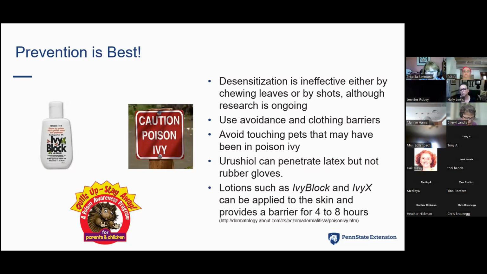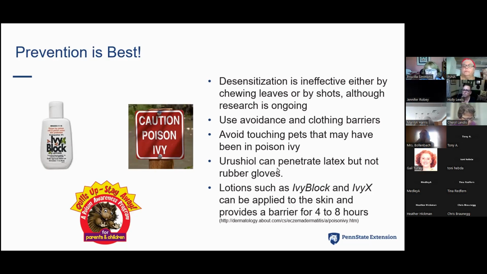Now, this is a little bit ironic because I have told you that it is possible to get to a point in life when the allergy is outgrown, so to speak. Obviously, avoiding it and using clothing barriers is best. And I'm going to show you some pictures of some tiny little poison ivy seedlings and how to recognize them. It's really important to know if you have poison ivy in your yard where a pet may be roaming.